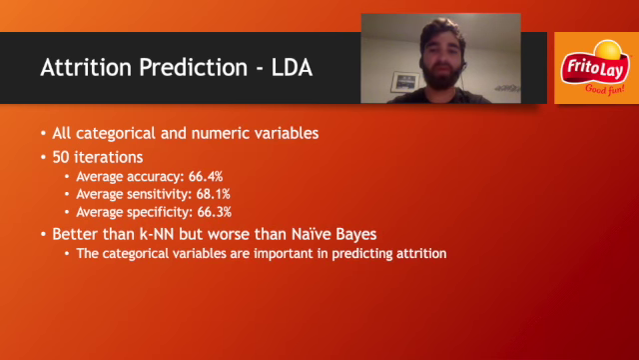One of those was the LDA model. We added all categorical and all numeric variables into this model. We did 50 iterations with an average accuracy of 66.4, an average sensitivity of 68.1, and an average specificity of 66.3. This did better than the KNN, but worse than naive Bayes, which leads me to believe that the categorical variables are important for predicting attrition, but the numeric variables, not so much.